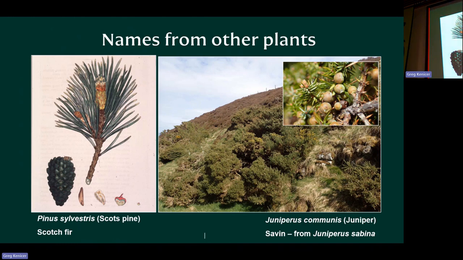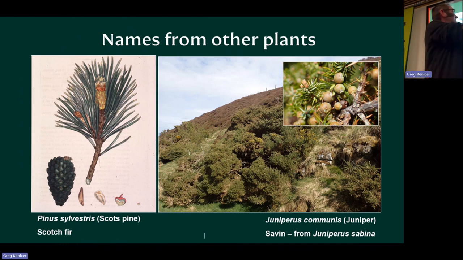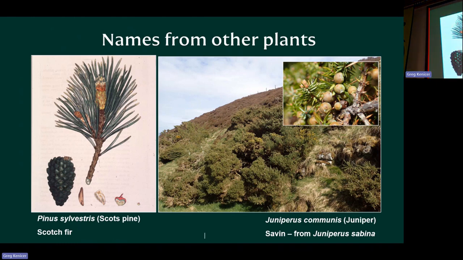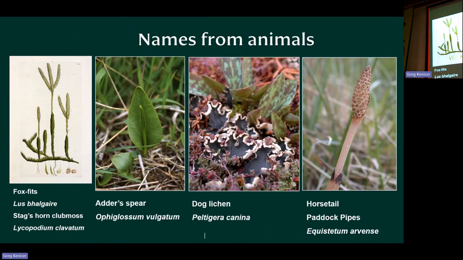Here, Juniperus communis pops up both in Scots and sort of adapted in Gaelic as savin. And savin's quite an interesting one because it is another Juniperus, but it's Juniperus sabina, which is a toxic species from around the Mediterranean area. But savin seems to have migrated up and become the main common name for Juniperus communis as well in Scots. We have some names coming in from animals, and I really love stag's horn club moss.